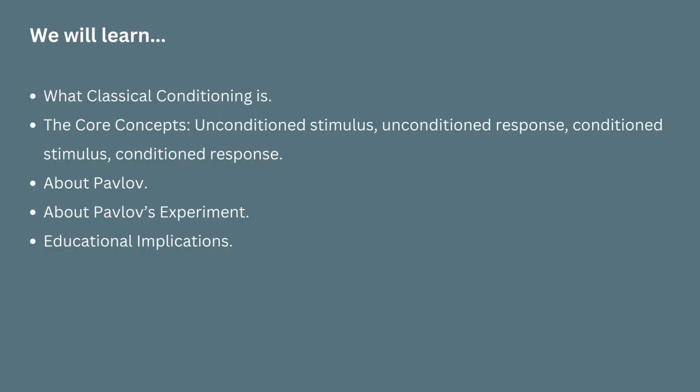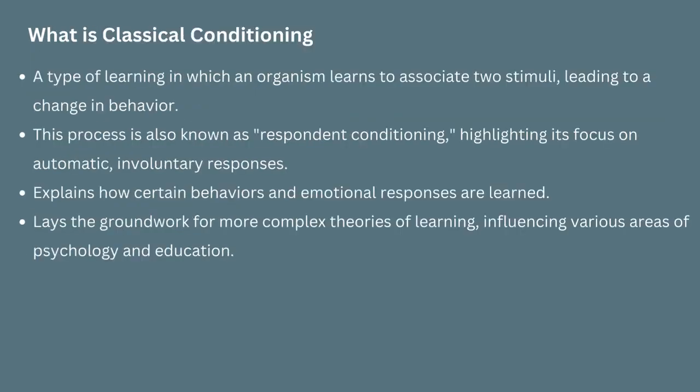Let us now understand what classical conditioning is. Classical conditioning is a type of learning where an organism learns to associate two stimuli, leading to a change in behavior. This concept, also known as respondent conditioning, focuses on automatic and involuntary responses rather than voluntary actions. Classical conditioning is basically about creating association between stimuli.